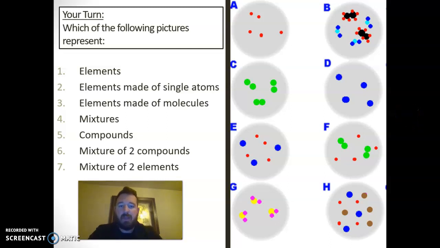Alrighty, so we're going to be looking at the diagrams on the right here in order to answer the questions on the left. So number one wants to know which diagrams on the right would we consider to be elements.